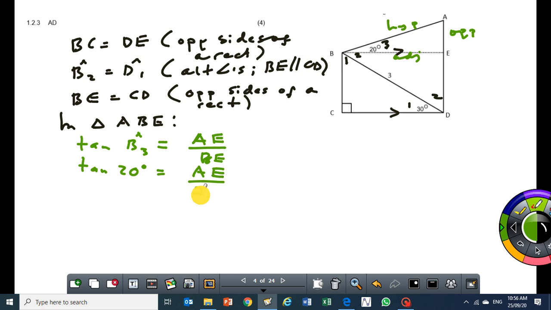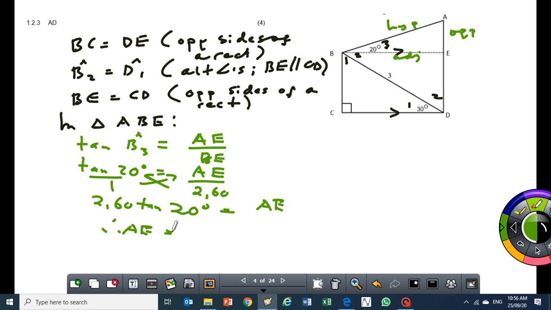Now BE is equal to 2,60. Then you cross multiply. So that's 2,60, because BE is equal to CD. We got CD in the previous question. So 2,60 tan 20 degrees is equal to AE. So AE is going to be what? Can you multiply this, please? 2,60 times tan 20 degrees.